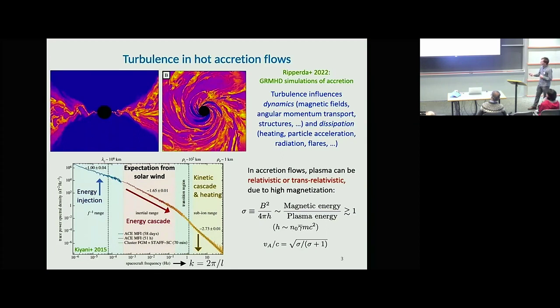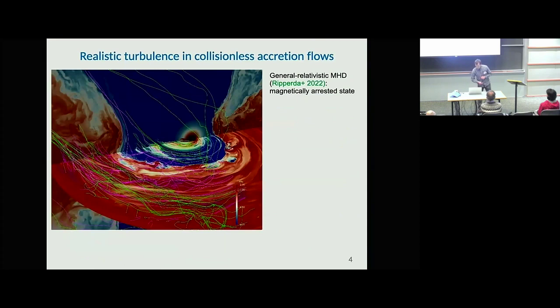But one other difference from the solar wind is that in these accretion flows, the plasmas are generally in a relativistic or trans-relativistic regime. This can be encapsulated by this parameter sigma, which is the magnetic energy relative to the energy in the particles of the plasma, up to an order unity factor. When this is comparable to unity or larger, it means that the Alfvén velocity can be close to the speed of light, and it's relativistic in that sense. And the plasma quickly heats the particles to relativistic energies. So that's the regime we're interested in.